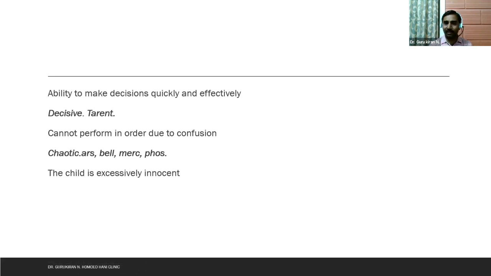The child is excessively innocent. This will happen in our clinics also. The parents come with the child and say, sir, he is very, very innocent. He doesn't know anything, sir. He's so innocent that he doesn't know what to do, what not to do. What is it? It is naive. This rubric, naive, is also very, very important in our clinical practice. The major remedies are Belladonna, China, Stramonium, Phosphorus, Pulsatilla, and Sulphur. You can consider the child as naive.